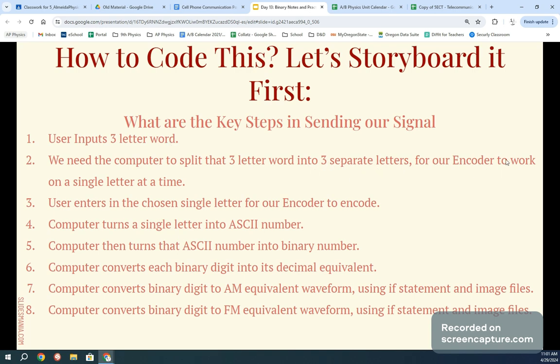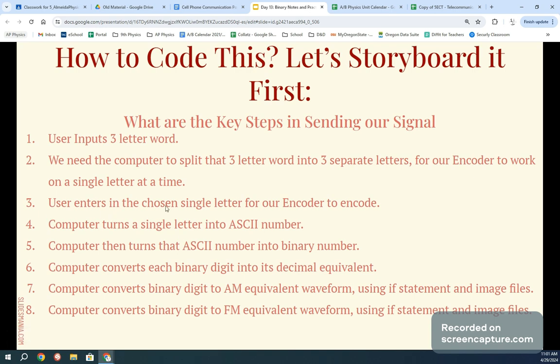Again, our encoder, we're going to program it to work on a single letter at a time. I would challenge you, once you've learned how to do 1 letter at a time, to think about how you could get it to do multiple letters. Even if it's not at the same time, do a letter here and a letter there and a letter there and be able to put that together or make it look like it's put together.